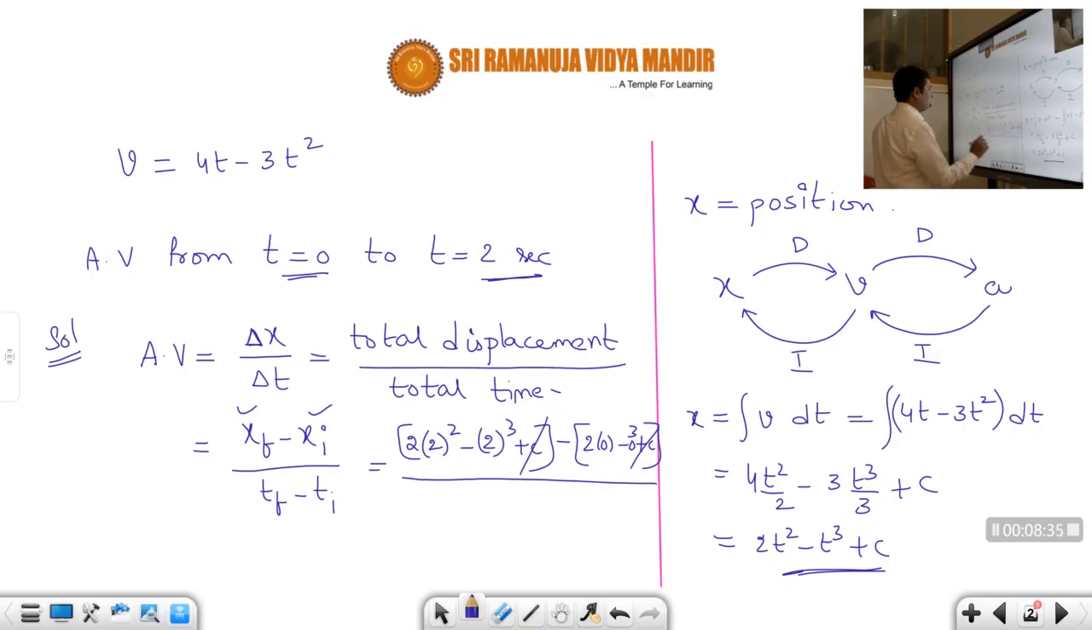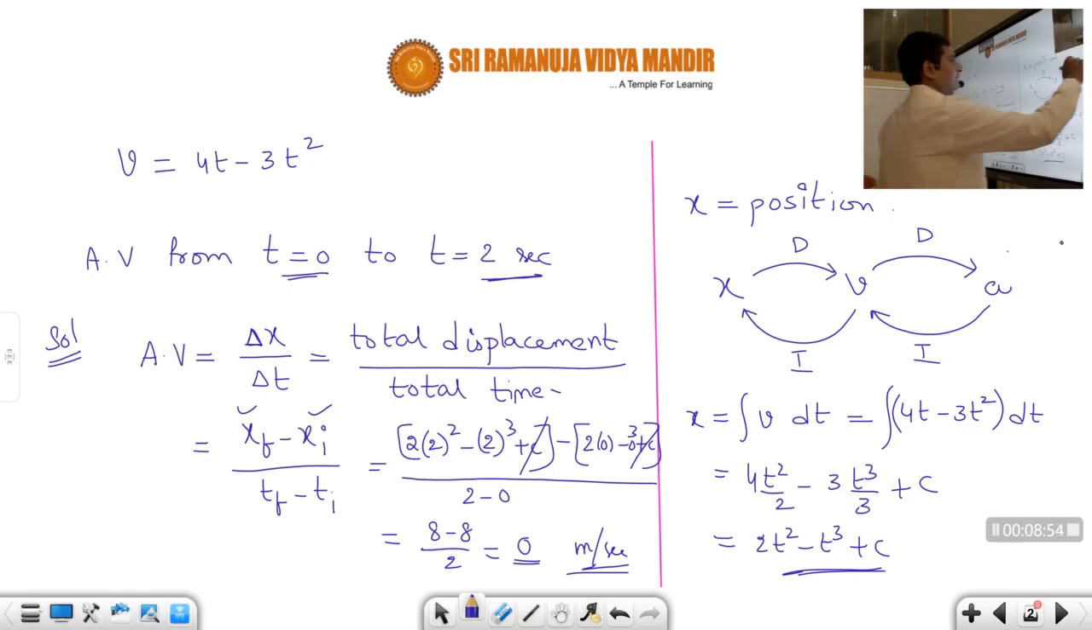Divided by t final 2 minus 0. So that is equal to how much, students? So this is 4 2's 8. 8 minus 8 divided by 2. But 8 minus 8 is 0. So therefore 0 meters per second. Okay, students. So I hope you understood this one. So basically if you remember this one, then it is very easy how to obtain a quantity from a given quantity. Okay, students. So that is about this question.